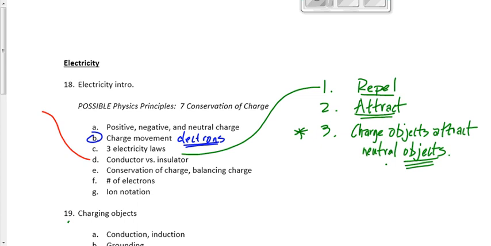Quick, give me an example of a conductor. Copper. Copper's a great example of a conductor. Silver, another one. Gold, another one. What do those have in common? Conductors tend to be metals, right? And non-conductors or insulators tend to be non-metals: plastic, glass, wood.